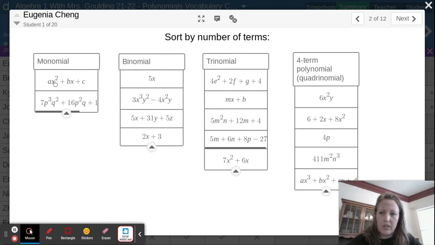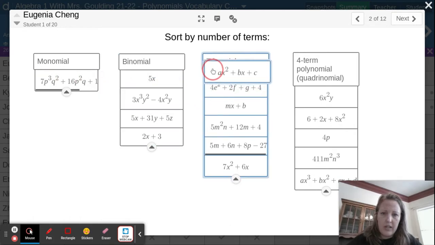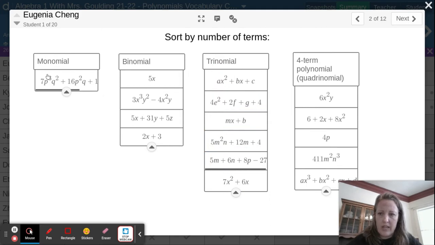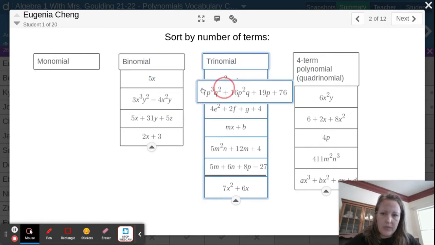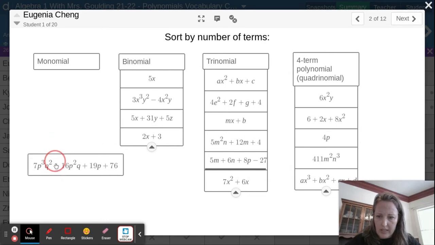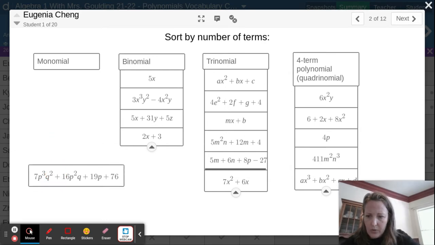Terms are divided by addition and subtraction. So this has 1, 2, 3 terms. It's not a monomial, it's a trinomial, okay? This one has, I'm going to try to use my little pointer here, 1, 2, 3. These constants that are all by themselves, they're a term. So that's a trinomial. Oh, goodness, that's really long. Sorry, I didn't see all that happening there. That's actually a 1, 2, 3, and a 4. Sorry, I didn't see the whole thing there.